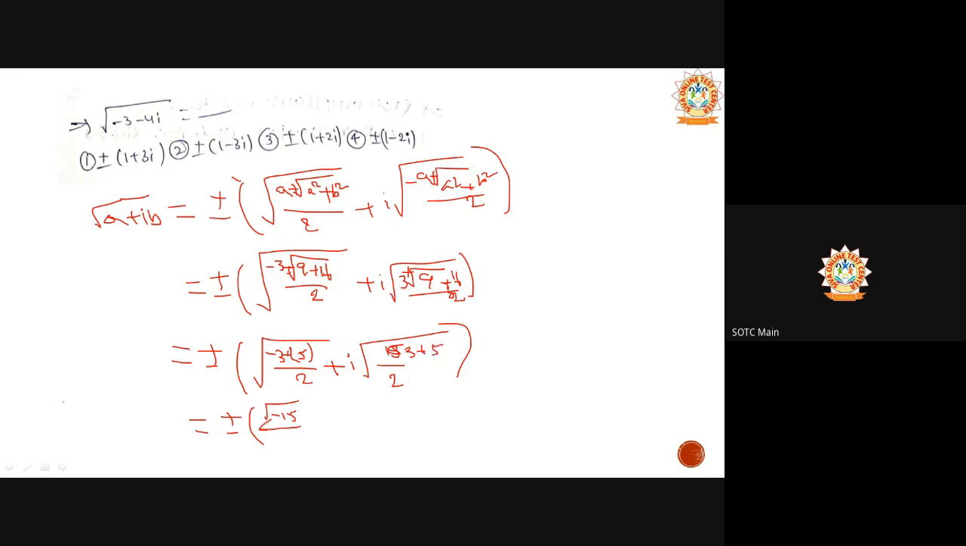Right? So now see, plus or minus under root. So minus 3 plus 5, what will it be? 2. 2 by 2, that is 1. Plus i under root 8, sorry, 3 plus 5, 8 by 2, that is 4. Right? So now what will become? Plus or minus 1 plus 2i. Clear?